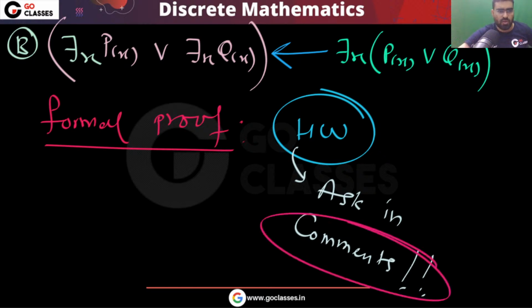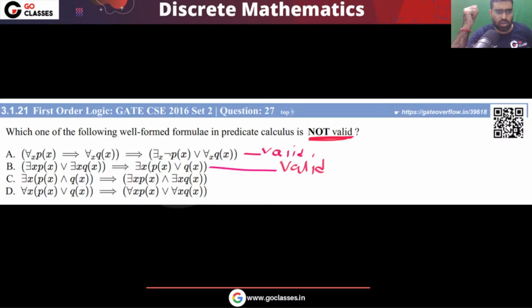Okay, so now let's see. This I can give you as a homework. I know that you can do it because a lot of questions we have done. Now let's see this. This is definitely valid, and remember the other side is also valid. Both sides are valid. Okay, what about the next question?